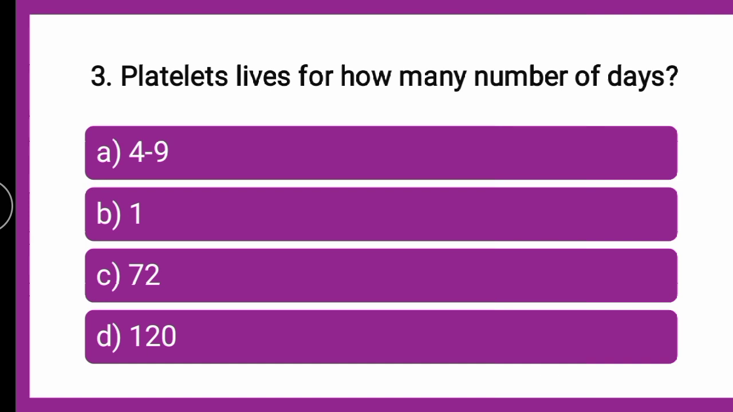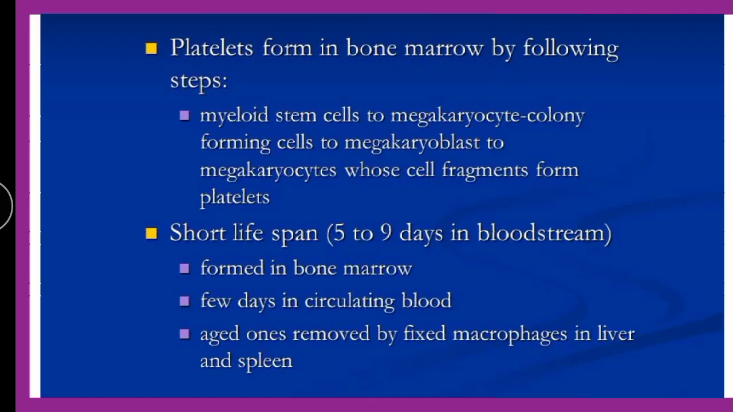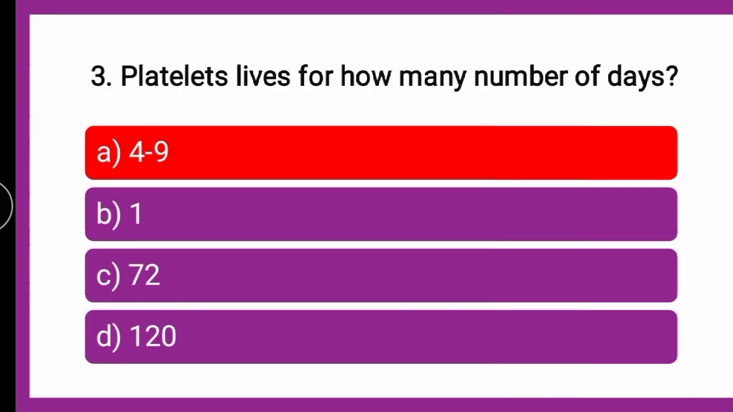Now for the platelets, if you see the lifespan here, it is 5 to 9 days in the bloodstream. This approximately varies here and there. So amongst the options, it is 4 to 9. That is, the platelets' lifespan is 4 to 9 days in the blood.